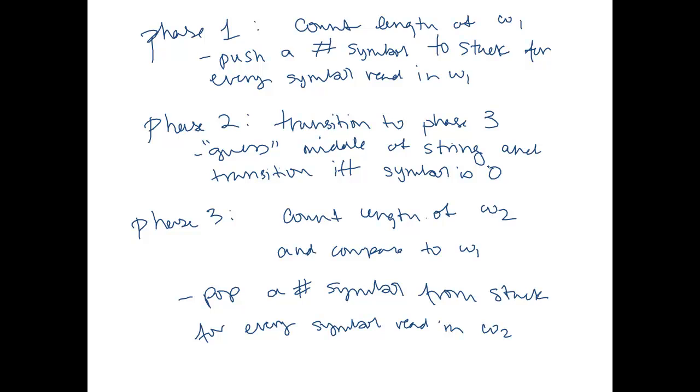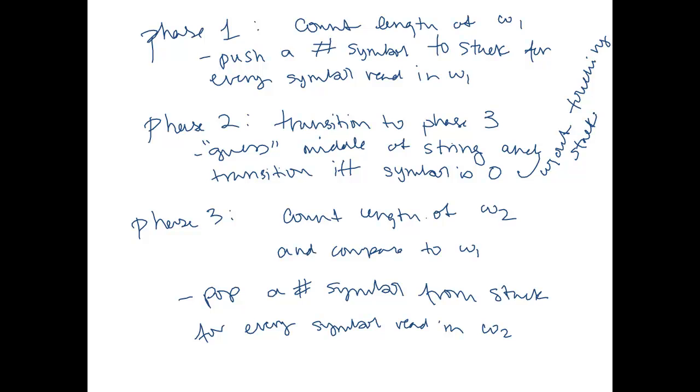Okay, so let me back up. Phase 1, we're just going to read through W1. We don't care what symbols it has in it, we just care how many. For every symbol in W1, we're going to push a pound symbol to the stack. Then at some point, we non-deterministically decide this must be the middle of the string, and we're going to transition into another state in our PDA on the symbol 0. And notice here, I should have added without touching the stack.